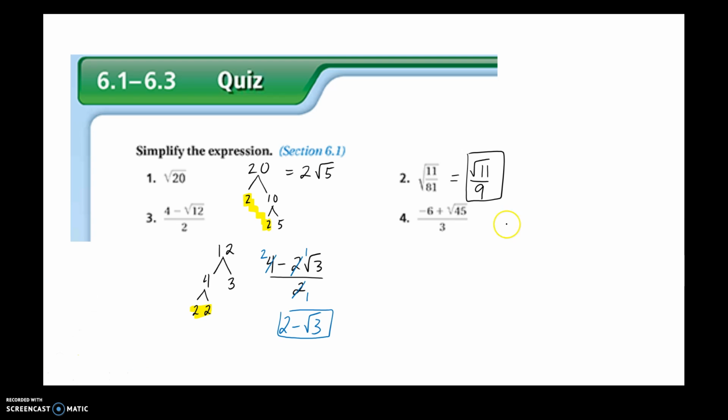Okay, and then number 4, when we look at the square root of 45, so we have 9 and 5. 5's already a prime number. Factors of 9 are 3 and 3. There's your pair. So I have negative 6 plus 3 times the square root of 5, all divided by 3 again. Simplifying, 3 divided by 3 is 1, 3 divided by 3 is 1, negative 6 divided by 3 is negative 2. So my final answer would be negative 2 plus square root of 5.